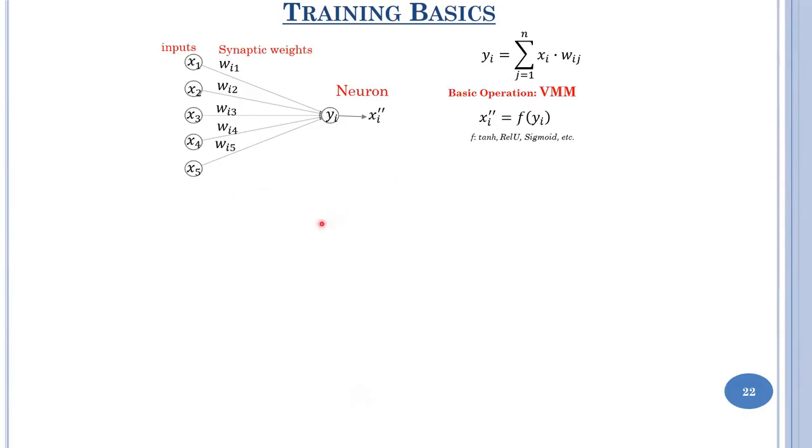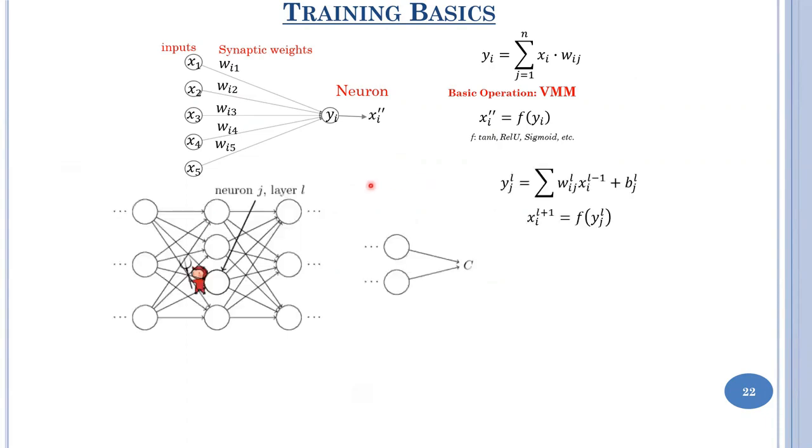So this is a basic operation, which is vector by matrix multiplication. Now let us talk about training. Let us talk about this neuron j in layer L of your neural network. So what would be the input of this neuron? That would be simply the vector by matrix multiplication of the previous layer. And the bias will be added, but let us for the time being just ignore this bias.